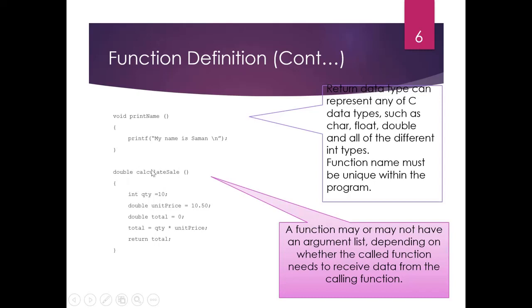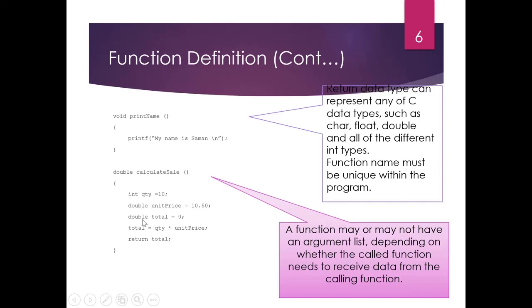Inside this function, what does it do? It takes an integer type variable quantity, and there are two double type variables, unit price and total. Finally it returns total, which equals quantity multiplied by the unit price, and finally it returns the total value. What is the data type of this total variable?